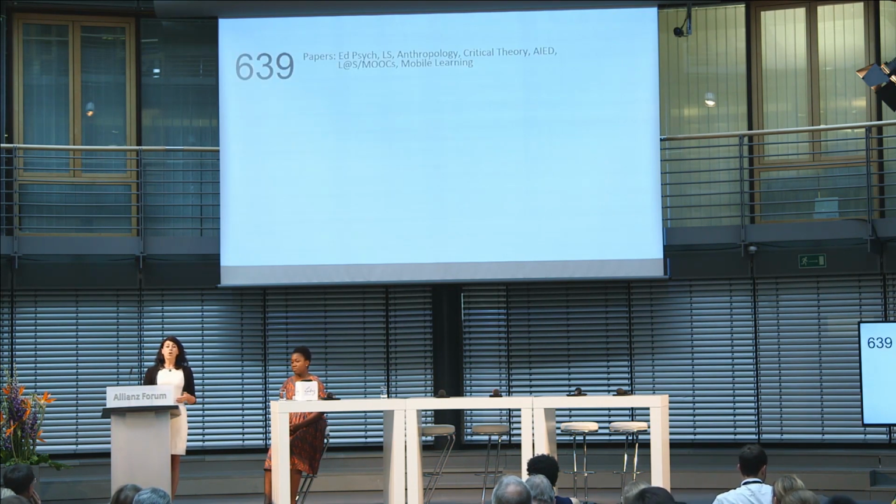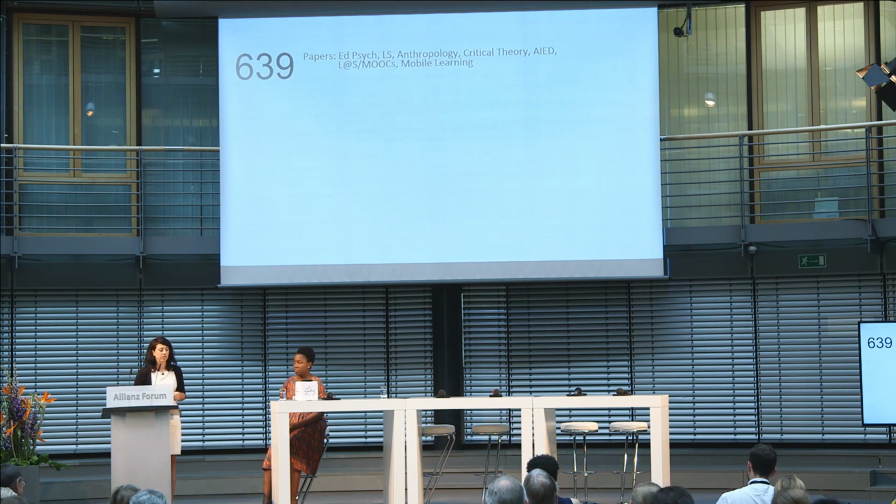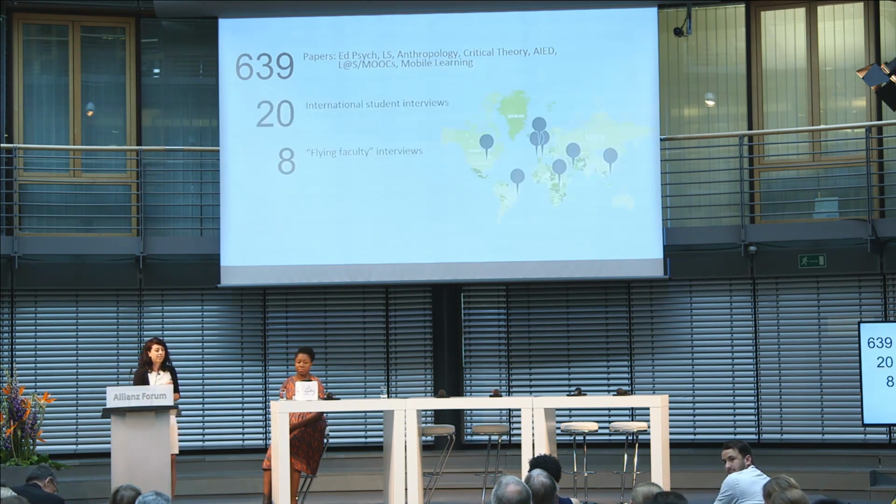All right, and so how did we go about doing this? Well, first, we started off with reading, synthesizing, and writing up 639 papers. And of course, as we were doing this, we found that they couldn't come from just one source. We had to gather these from across educational psychology, learning sciences, anthropology, critical theory, artificial intelligence in education, learning at scale, mobile learning, and on in order to be able to find the scattering of work that deals with these questions. So we've been summarizing that work.